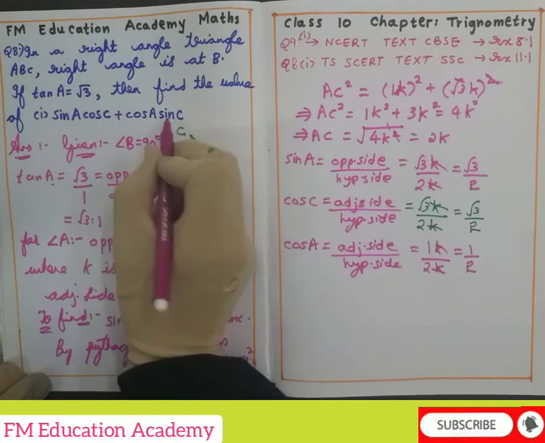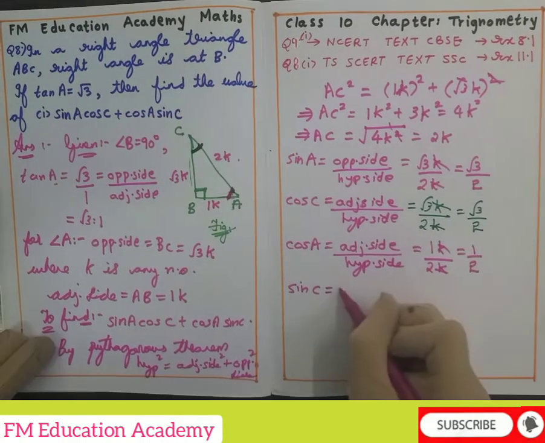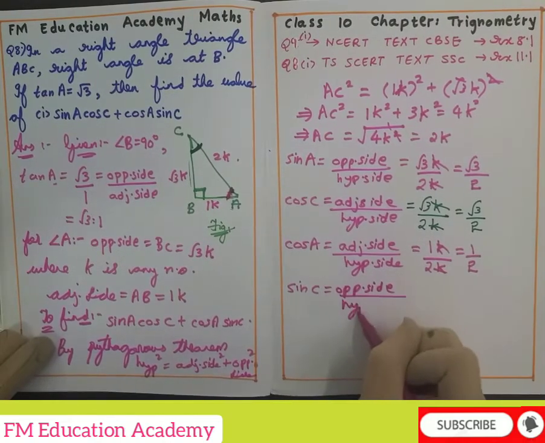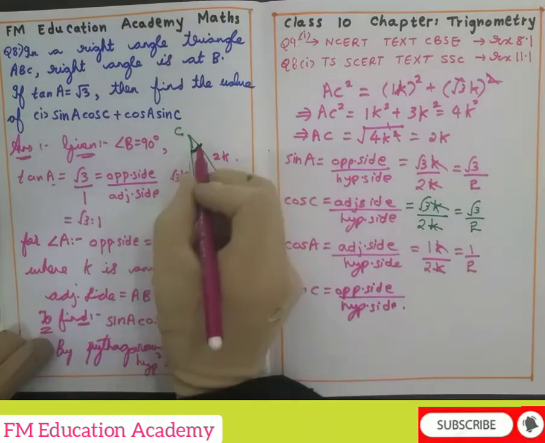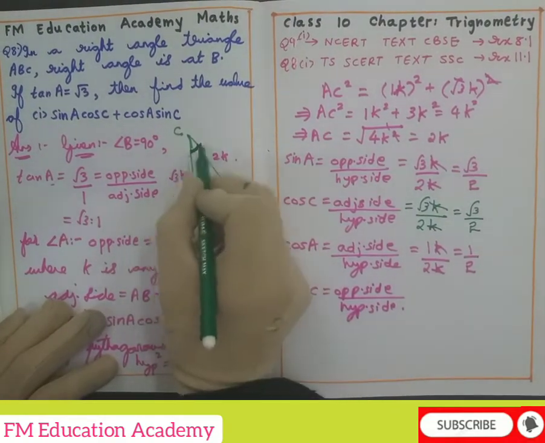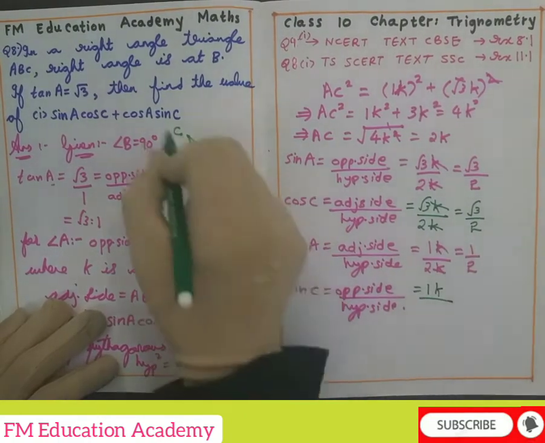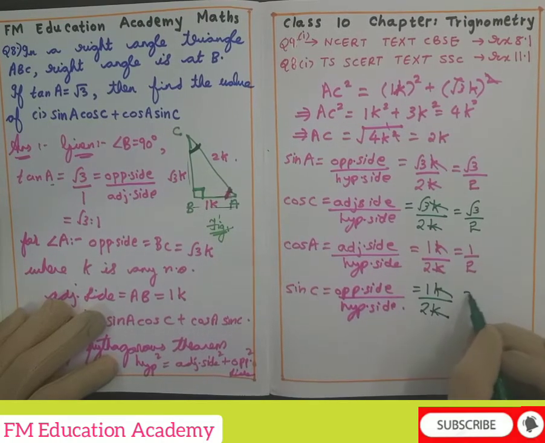Now we need sin C. So sin C means again the formula is opposite side by hypotenuse side. So this is my C angle. For C the opposite side for angle C is AB, which is 1k, so substitute here 1k by hypotenuse side 2k. k and k will get cancelled, we are left with 1 by 2.